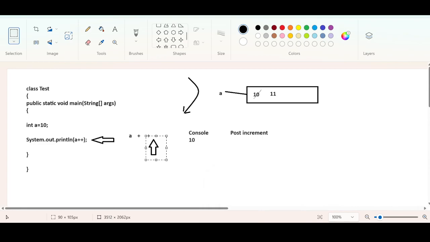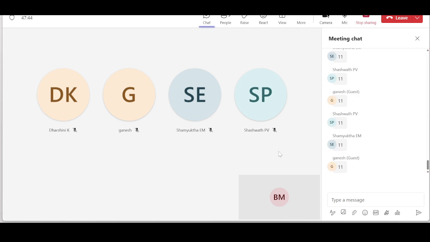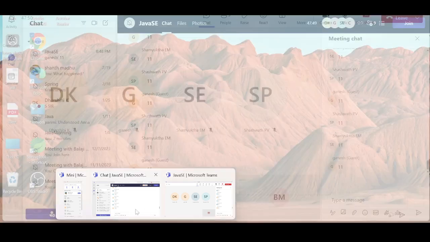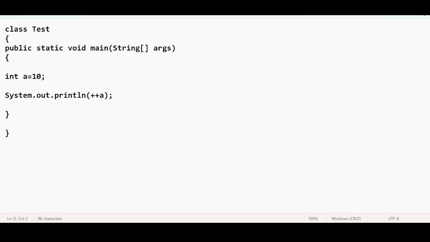So let me take one more example. We have post increment, and now we have pre-increment. Pre-increment is just prefixing two plus symbols before the variable. This is pre-increment. Now you tell me what would be the value. Just give a guess. Can you guess this answer? Pre-increment.